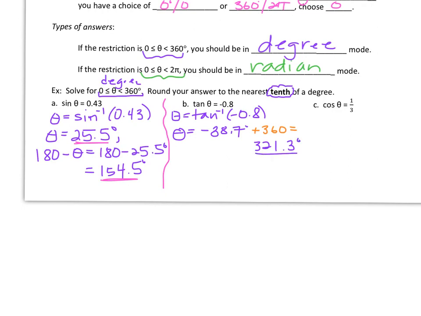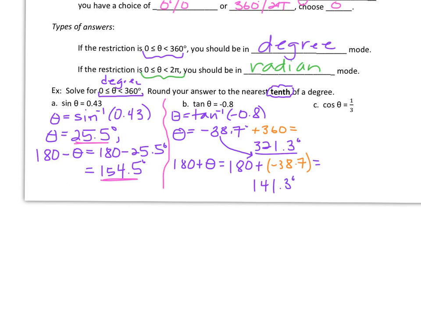Now tangent's second rule is 180 plus theta. That's what we wrote up above. The unique thing is we're actually going to take that 180 and we're not going to add the 321, we're going to add the original answer. So that's kind of a different take on this. So negative 38.7, which ultimately means we're going to end up subtracting, 180 minus 38.7. And that gives us 141.3 degrees.